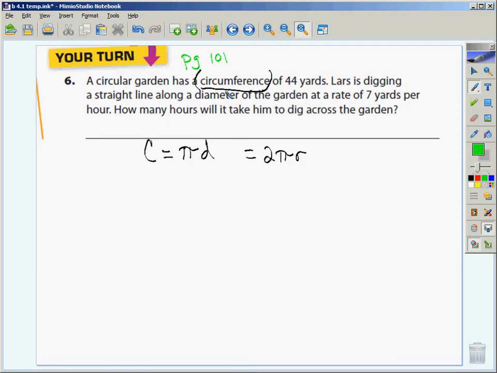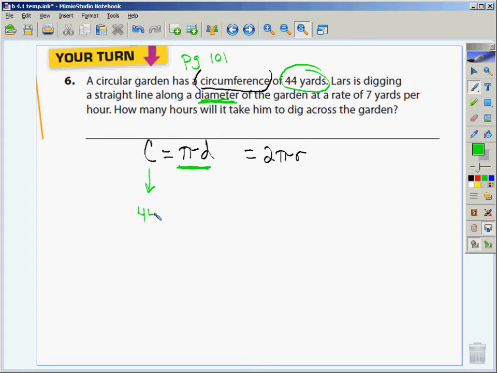It says a circular garden has a circumference of 44 yards. Lars is digging a straight line along a diameter of a garden. So they're talking about that diameter. I want to use this part of the formula. At a rate of 7 yards per hour, how many hours will it take him to dig across the garden? The first thing I have to find in order to figure out how long it's going to take him to dig across the garden is, how long is the diameter? They gave me the circumference. What can I replace this C with?